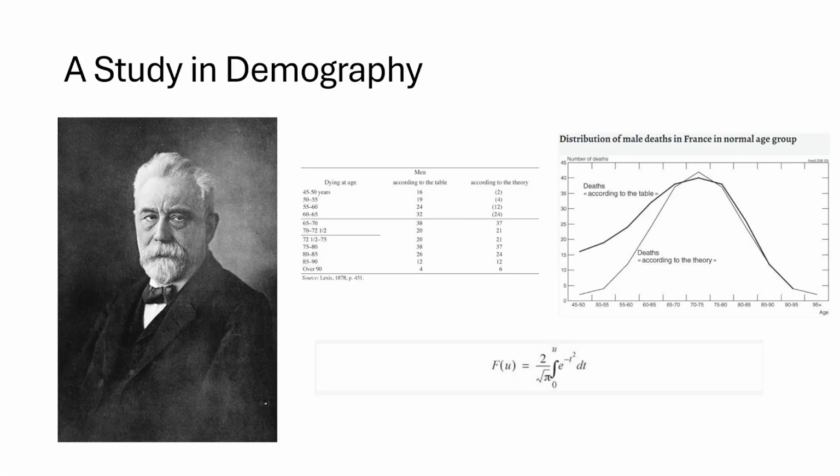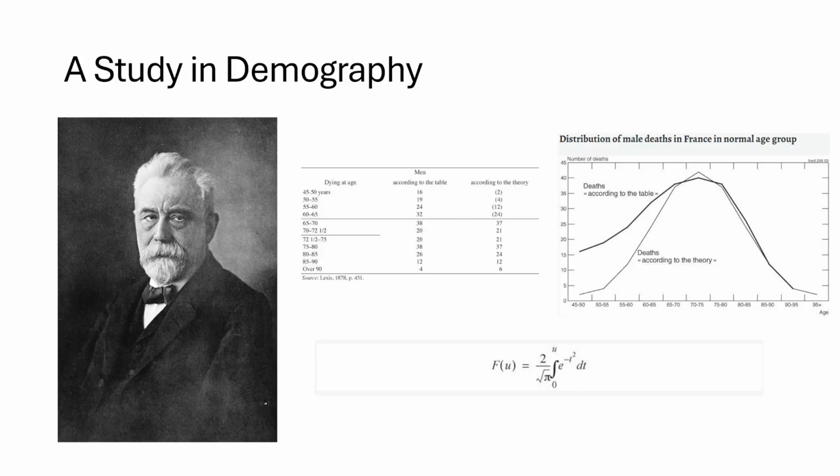People, after he died, applied his ideas to the distribution of male deaths in France, using the same or very similar age groups to what Lexus used. What they did here, which is actually really clever, is they used the Gaussian error function to get these theoretical outputs for the inputs, which are the ages. You plug in your age and you get some output. They used an error function to do this, which is kind of cool.